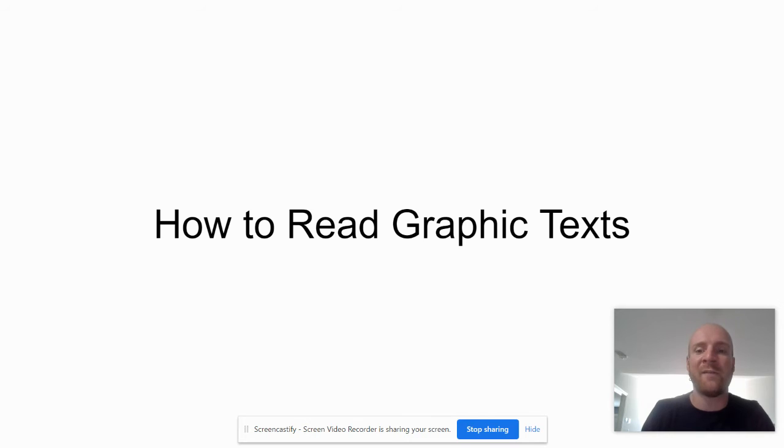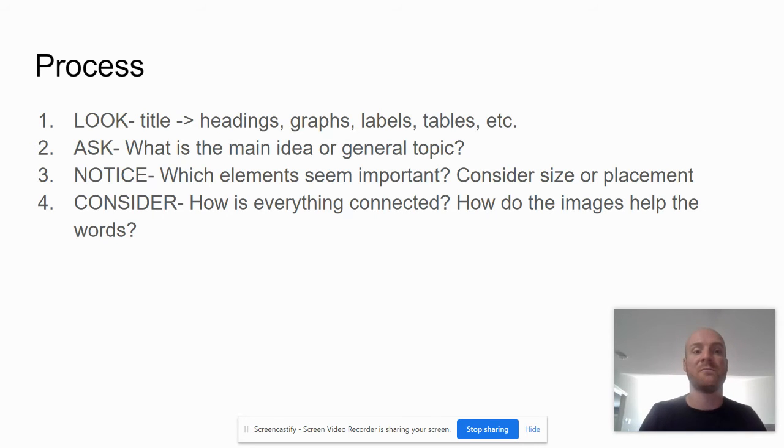So how do you read a graphic text? So here's my suggestion. Your process. Look at the title. Look at headings. Look at graphs. Look at labels. Look at tables. Hey, it rhymes. Second thing you want to do is ask. So what is the main idea? What is this graphic text about?